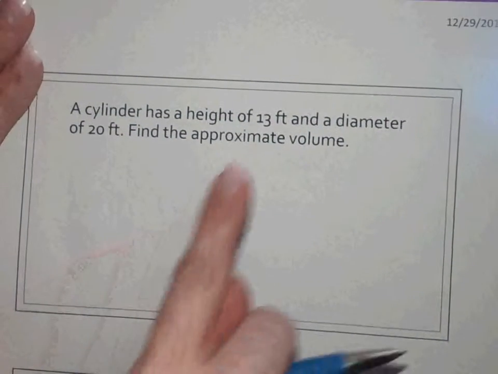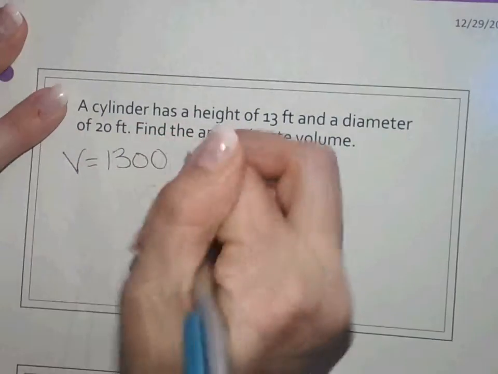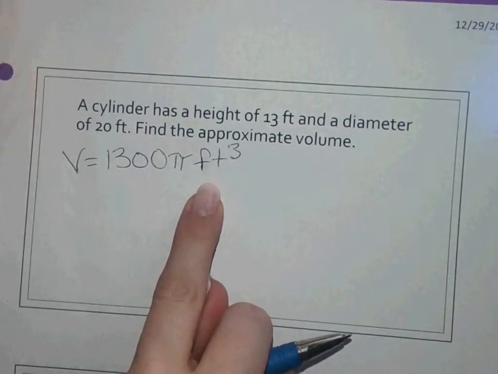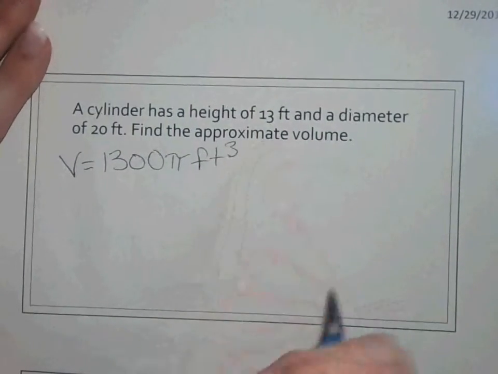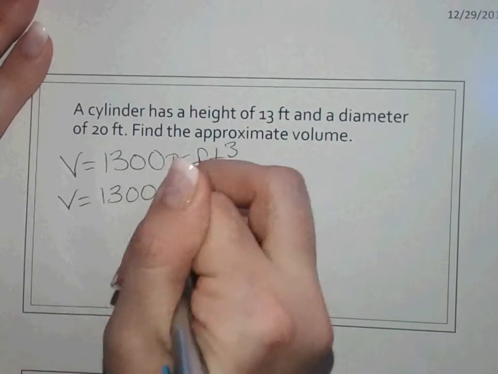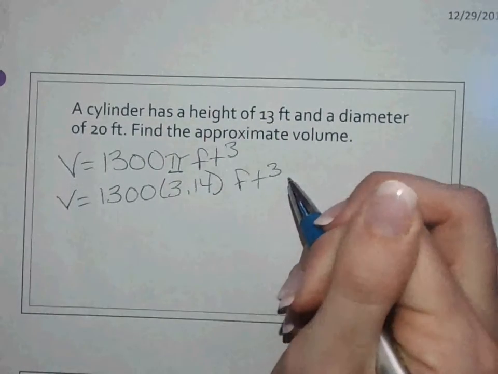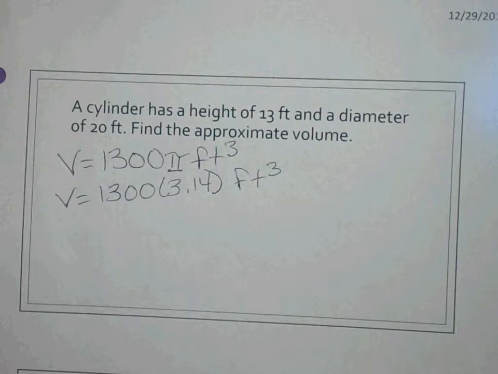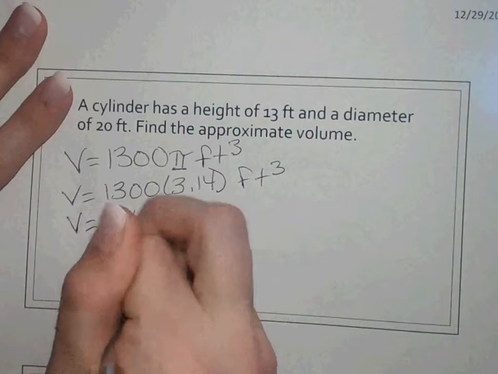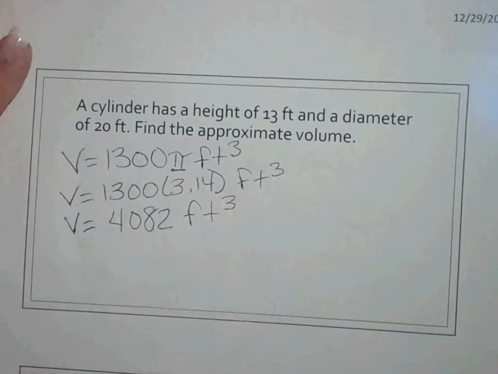So we still have the same problem, but now they want the approximate value. So I'm just going to copy what we ended up with. At the end of our last one, when we found the exact value, now we're finding the approximate, which means we're going to replace pi with 3.14. Okay, so now all I'm going to do is 1,300 times 3.14, and I get 4,082, and that is feet cubed.